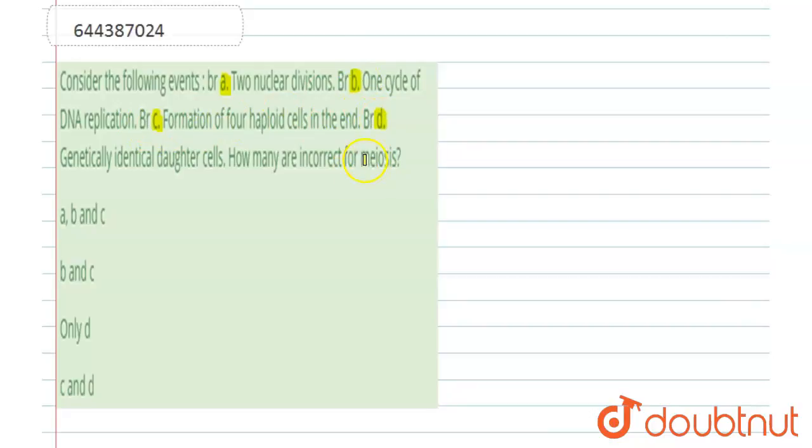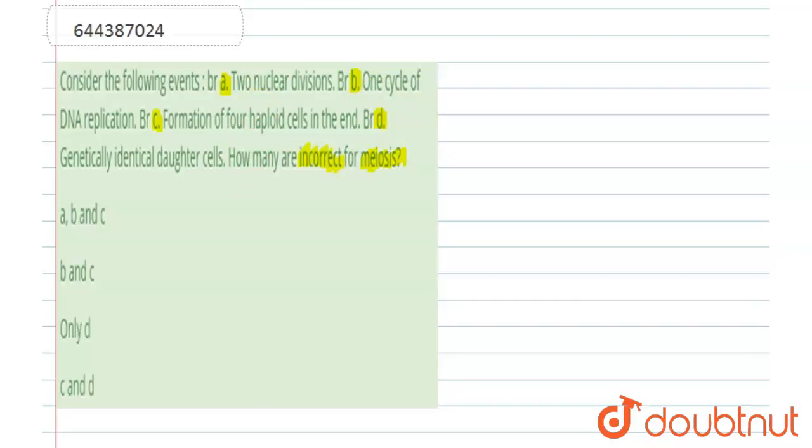So in the question here we have 4 events: event A, B, C and D, with respect to the term meiosis. Now what we have to do in this question is find out the incorrect option, or the incorrect event for meiosis, that is, what does not happen in meiosis.